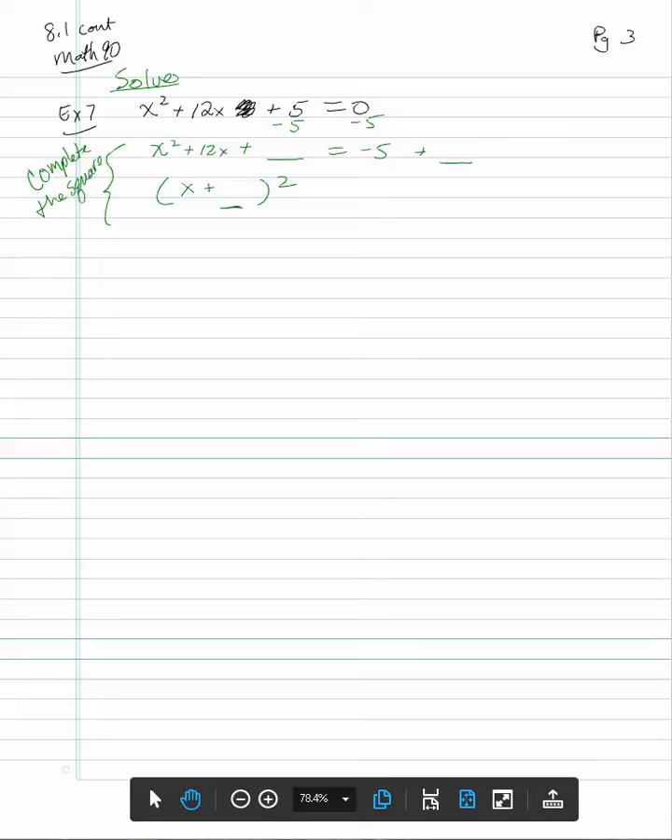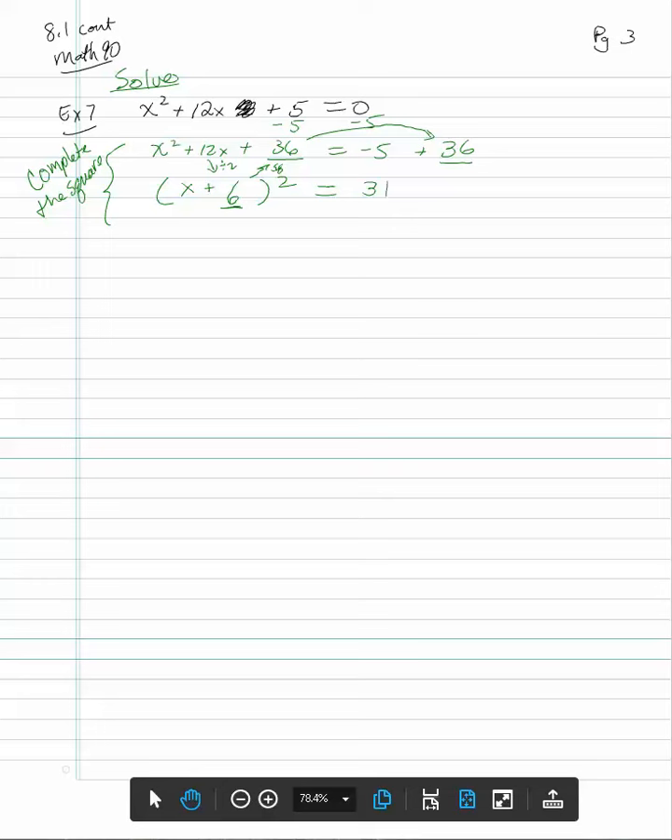So again, we're going to take the middle term, divide by 2. So 12 divided by 2 is 6. And then 6 squared is 36. And you can't just add 36 to one side without adding it to the other. So we add it to both sides. Okay? And then you combine the 3 terms on the left, it's (x plus 6) squared. And then on the right, negative 5 plus 36 is 31.